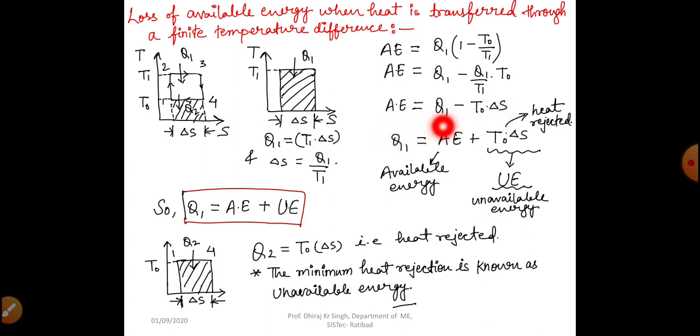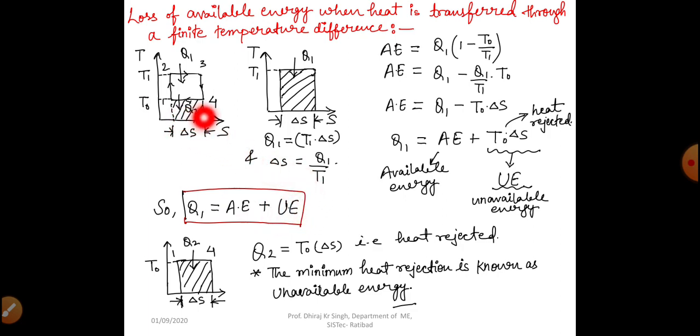So available energy equals Q1 minus T0 delta S. This T0 delta S is our unavailable energy. So we can write here Q1 equals available energy plus T0 delta S. This is our heat rejected, right? So Q1 is equal to available energy plus unavailable energy. And what is this unavailable energy?